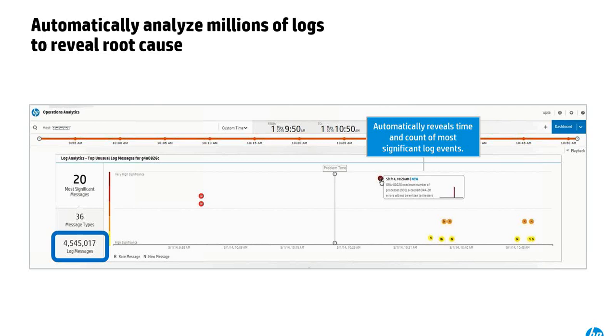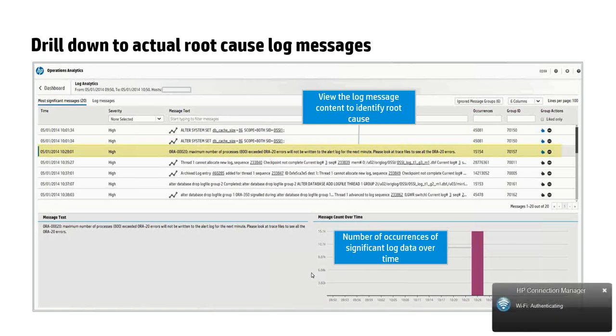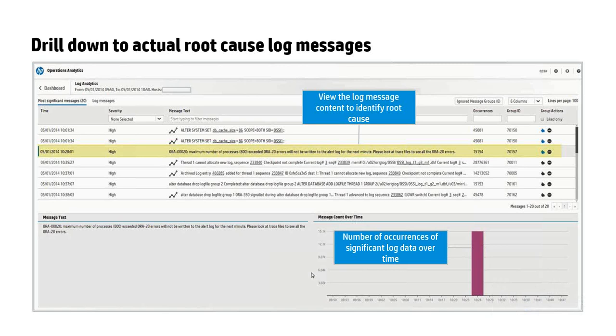Once they understand the situation or the damage that the situation creates, they're able to narrow down the time frame to begin the troubleshooting, and that's how they used operations analytics, with the time frame being known. And imagine having to go through 4.5 million log messages manually. That would have been impossible. By double-clicking on that new message that they haven't seen before, they were automatically served the drill down to the actual root cause message in the log. In this case, the message logs revealed the cause of the outage to be a database parameter change. With this information, they were able to fix the issue in record time.